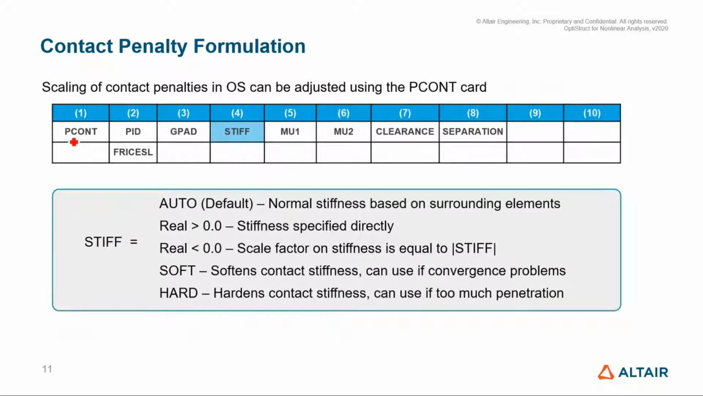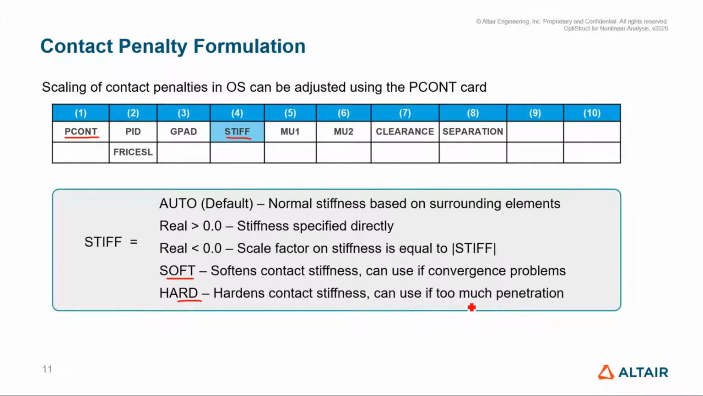Yeah, so the stiffness here is defined under the property for contacts, PCONT, and it's defined under the stiffness here. So you can either put in soft, or you can put in hard. Soft means that it will allow some degree of penetration. Okay, hard contact means it will definitely not penetrate. But then sometimes it might cause some difficulty in convergence.